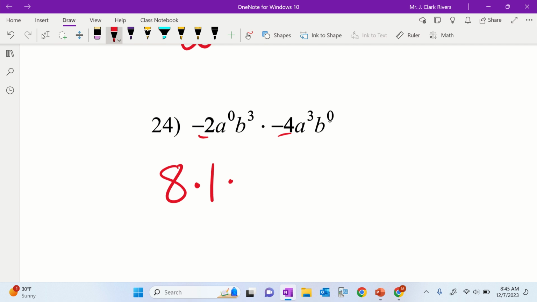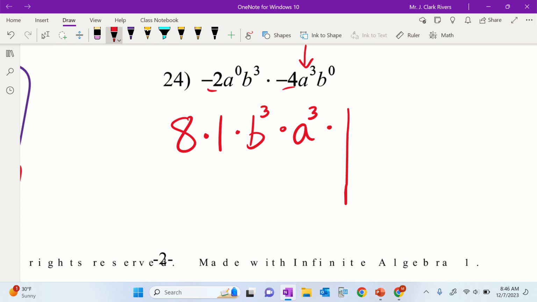And we've got a to the power of 3 that I haven't addressed yet, so a to the 3rd. That b to the power of 0 just becomes 1. So we end up with this. Oh, I didn't write down the b. Sorry. Let's go back. Again, negative 2 times negative 4 is 8. A to the power of 0 is 1. B to the power of 3. I'm just going to write b to the power of 3 multiplied by, we already addressed that negative 4. A to the power of 3 is just a to the power of 3. B to the power of 0 is just 1.